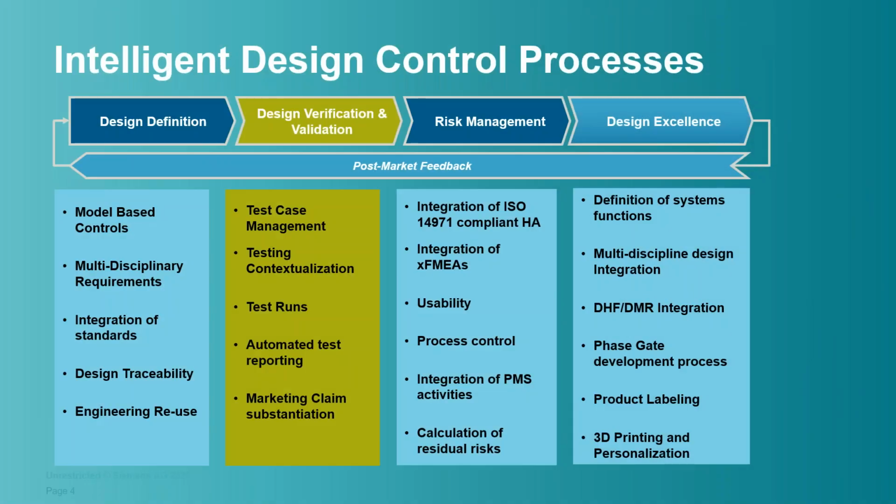So I'm just going to touch on our design control process as a review. Last time we talked about the content of each of these different pillars. Last time we talked about design definition and integration of standards, how to get excellence in design reuse. Today is this green section. We're going to talk about design verification and validation. So this topic is really test case management. How do we contextualize the testing? How do we execute test runs and automate our test reporting?